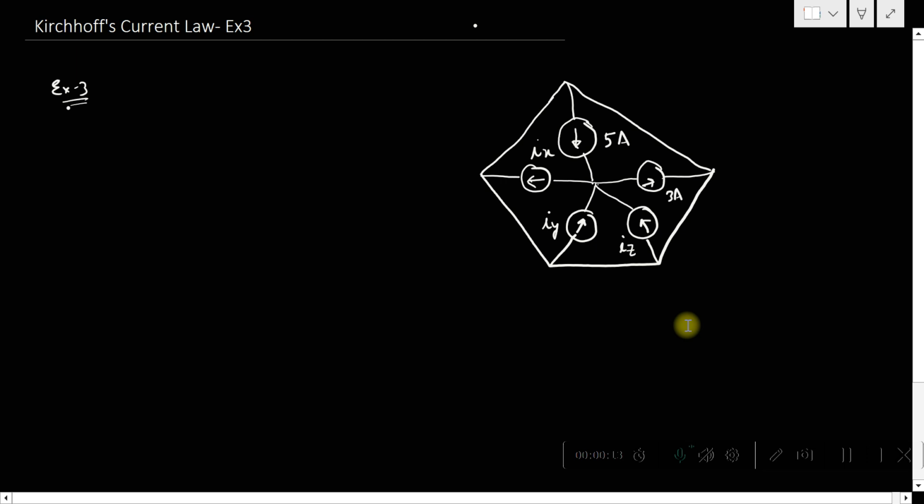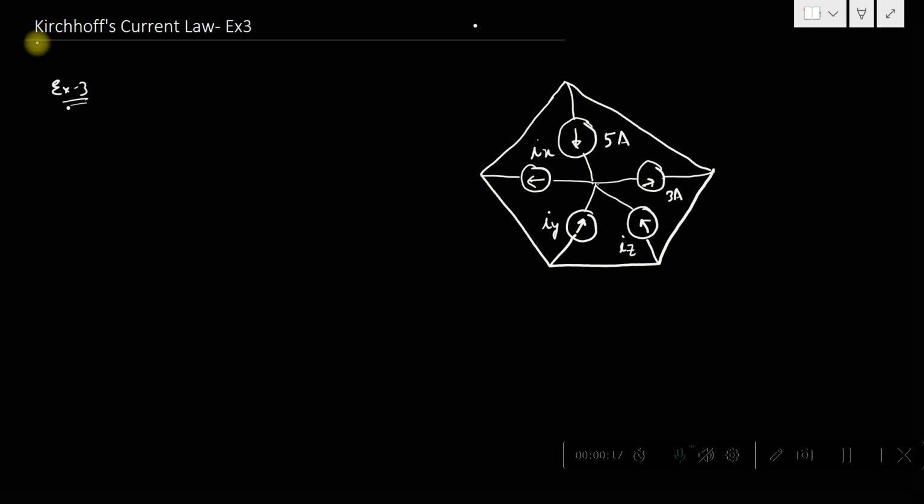In this video we will study the applications of Kirchhoff's current law with the help of one example. So let's begin. This is the circuit given to us, and we need to find out the current Ix. You can see here Ix, Iy, Iy, here Iz, then 3 amperes going towards the vertices and 5 amperes entering at the node at the center of the pentagon.